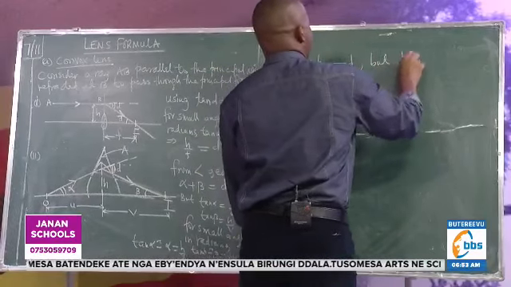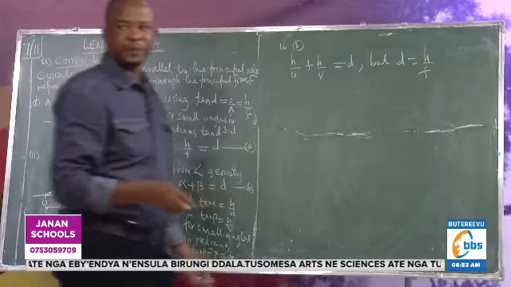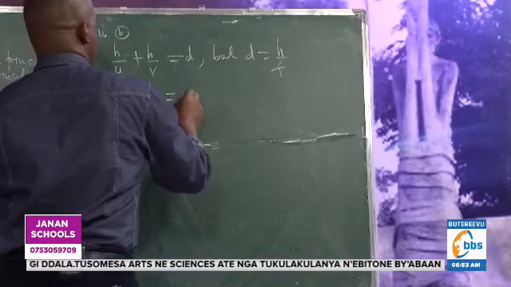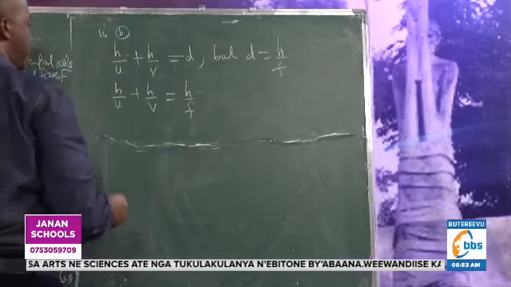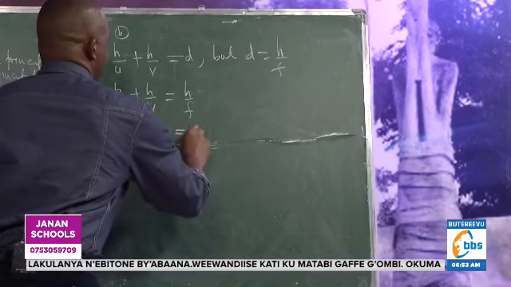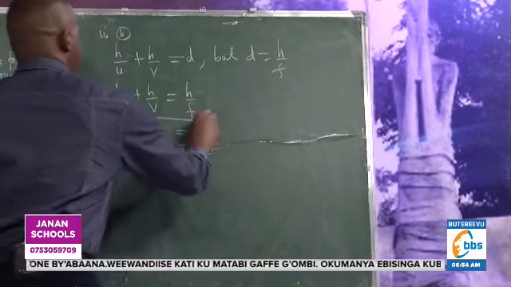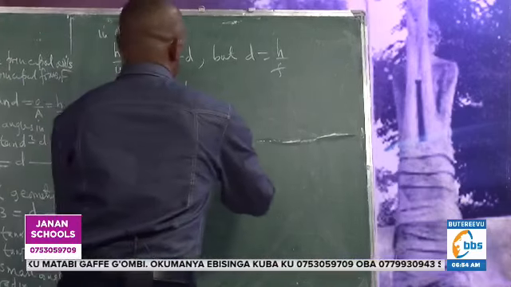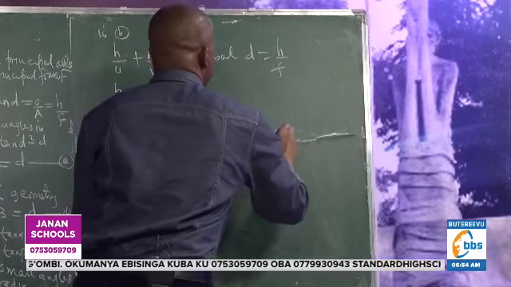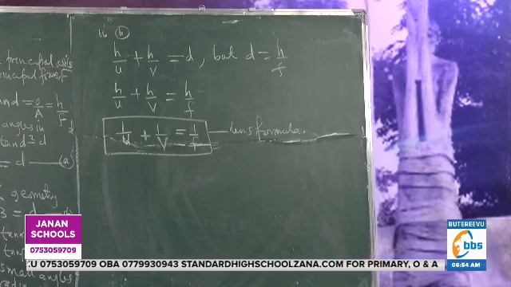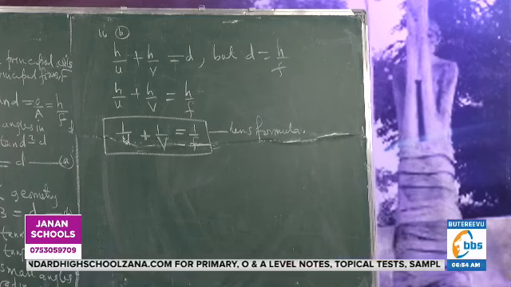But from A, D is H out of F. So we can substitute and say H out of U plus H out of V is actually H out of F. If we eliminate H, we eventually get what I'll call the famous lens formula, that 1 out of U plus 1 out of V is equal to 1 out of F. The lens formula is therefore henceforth derived in simple terms. It is derived there, and this is the way we do it.